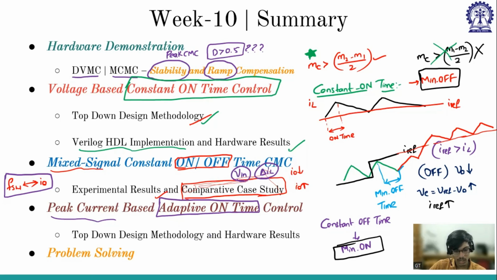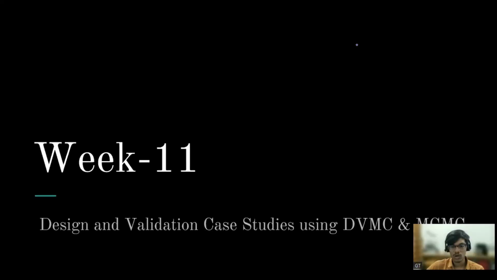So here we have discussed the top-down design methodology and also the hardware results that SAR has shown for different V8, and we had seen how it will affect the on time. So on time is here related to V8, so on time will be adjusted accordingly. And then we have solved a few problems, two problems we had solved. So now coming to week 11.